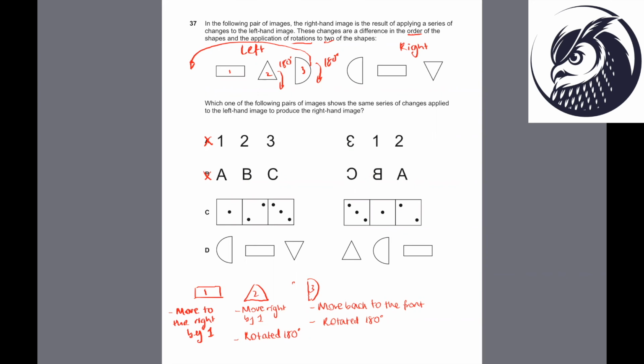And then lastly, we have answer option C. Now, in answer option C, we can focus on this one here again. So the image in the middle should, remember, move to the right by 1, which is what's happened, and then it needs to be rotated by 180 degrees. Now, this actually hasn't been rotated by 180 degrees. It's a little bit hard to visualize, so we'll draw the steps for you guys.